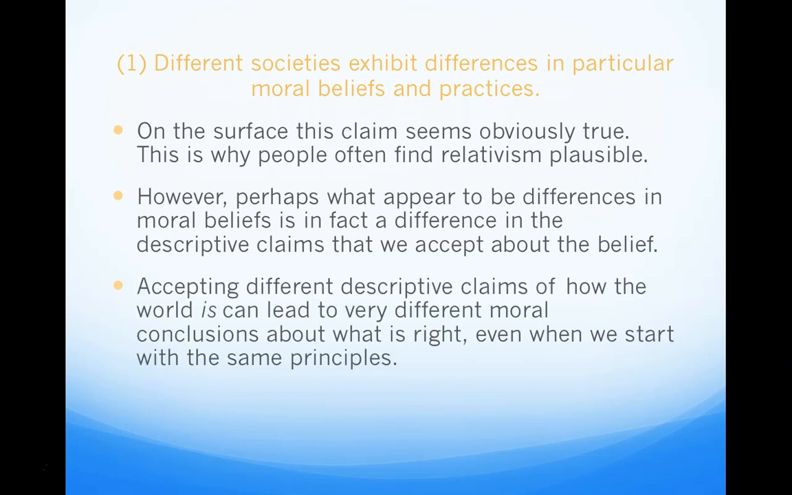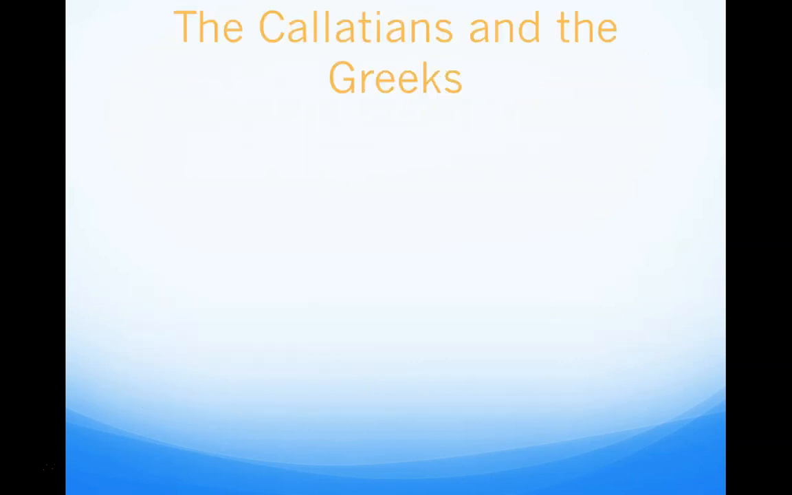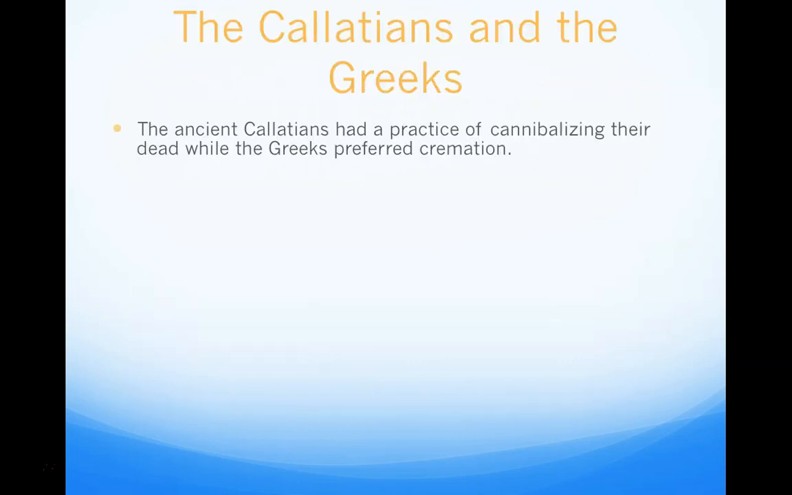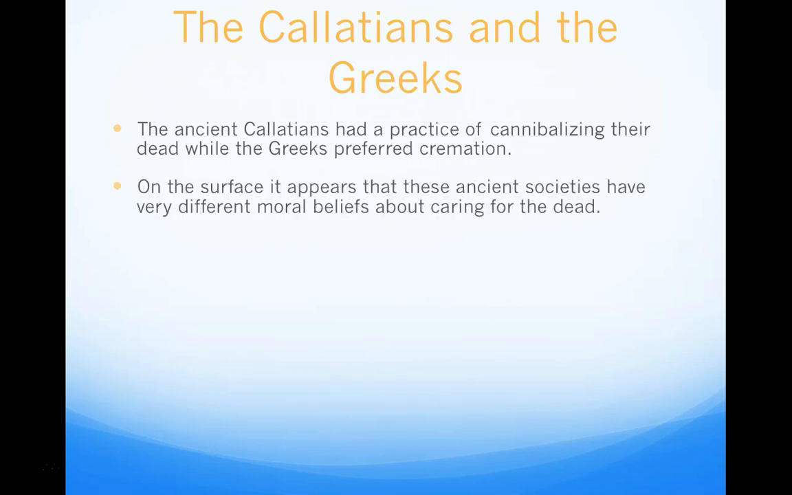Accepting different descriptive claims of how the world is can lead to very different moral conclusions about what's right, even when we start with the same principles. Here's an example of the Callatians and the Greeks. So, the ancient Callatians had a practice of cannibalizing their dead, while the Greeks preferred cremation.